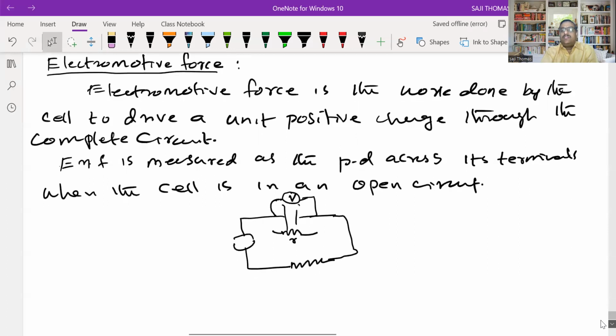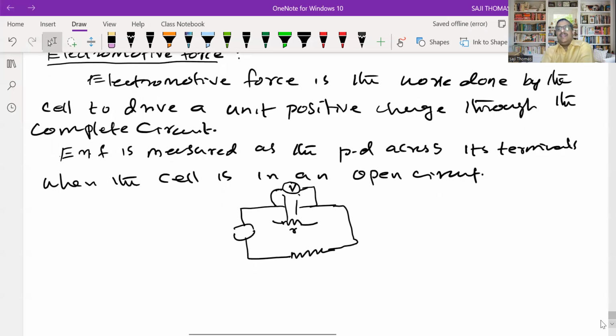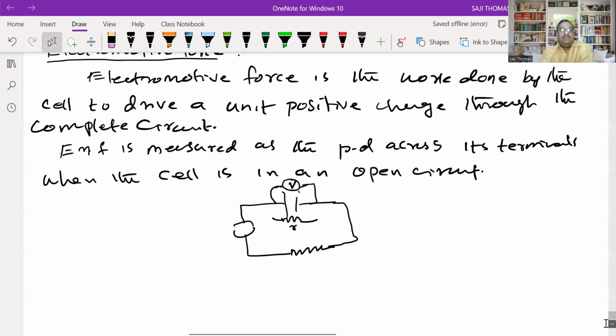So this is the main difference between terminal potential difference and EMF.